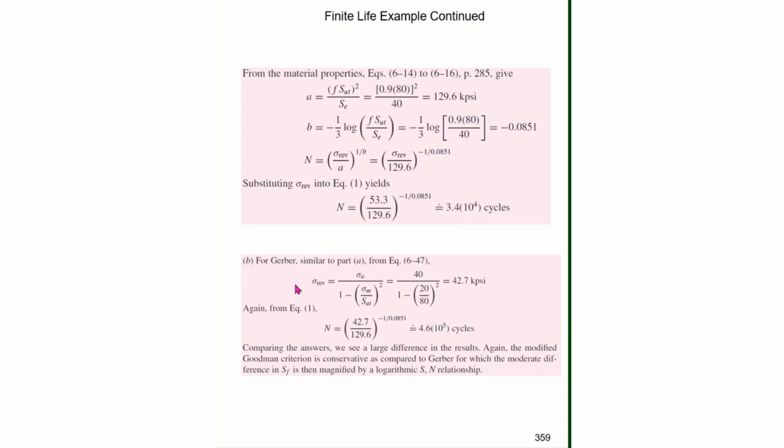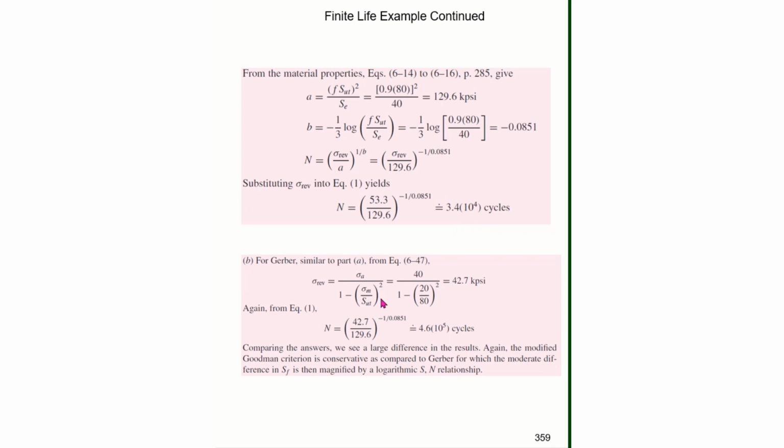If I use the Gerber equation, I simply replace the Goodman with the Gerber, solve for sigma rev, and get the number of cycles. So one important point to note here is that with Gerber we're predicting 4.6 times 10 to the 5th cycles, while with Goodman we're predicting 3.4 times 10 to the 4th. And you can see how big the difference is between these two estimates.